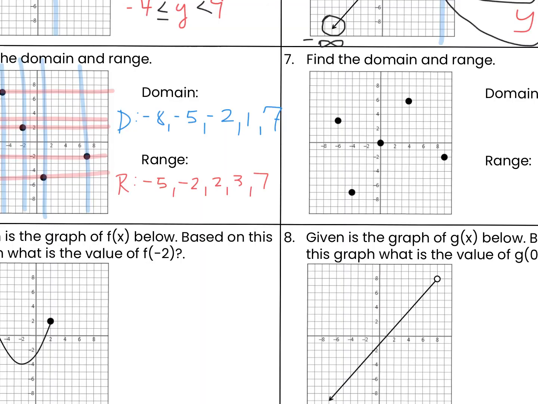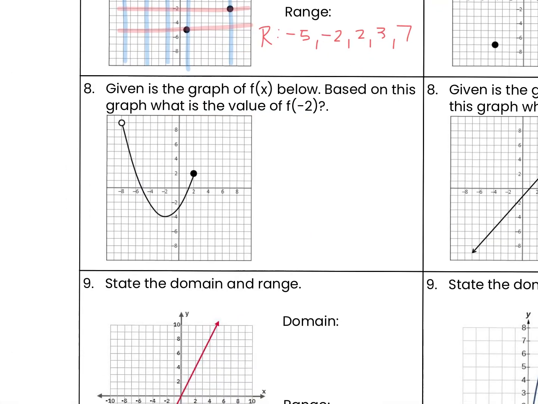So number 7 on the I do part is the exact same thing as number 7 on the we do part. Draw 5 vertical lines to show where your domain's at, and then draw 5 horizontal lines to see where your range is going to be. Your domain and range will both have 0 for this point right here.